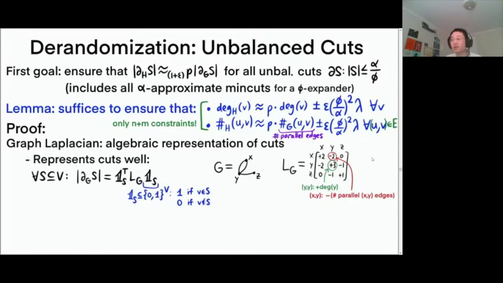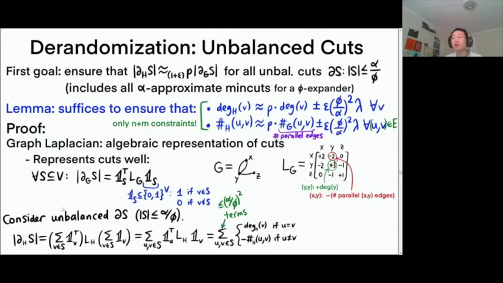And what is nice about the Laplacian is it represents cuts well. Cuts have the following nice form. For any set S, the size of the cut of the boundary of S is this following expression, where the indicator of S is the vector on the vertices, where it is 1 if the vertex is in S and 0 otherwise. Which is a 0, 1 vector. That's essentially the indicator of S.